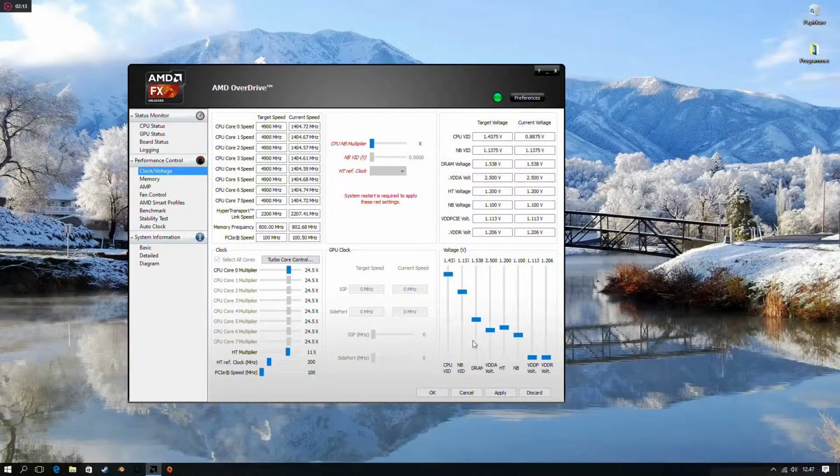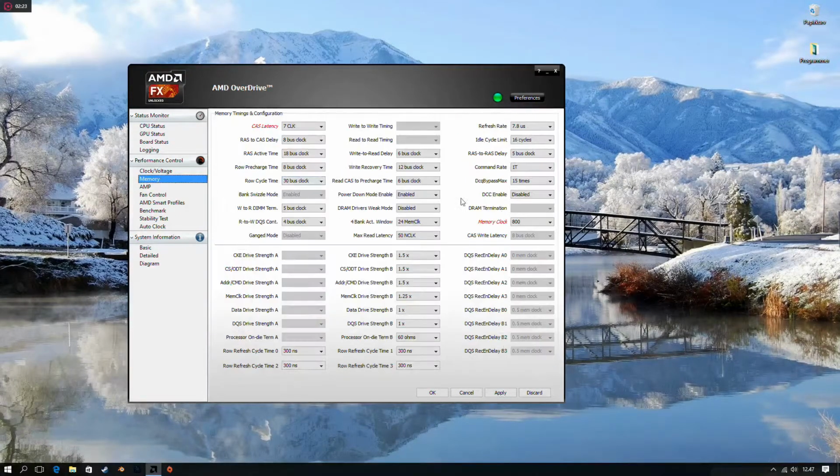I set the DRAM voltage down from 1.65 to 1.538, and I do believe this reading is accurate. And when we're talking about memory, I am using 1600 megahertz memory. It's showing 800 here, but that's because it's showing the real number, because DDR stands for double data rate. So the manufacturers double the numbers for the megahertz. So when you're buying a 1600 megahertz kit, you're really buying 800, but it's double that.